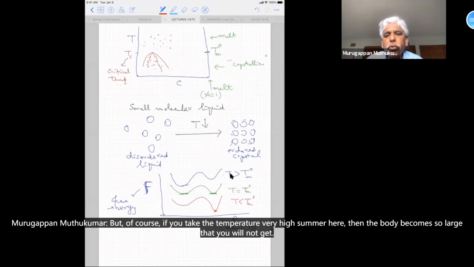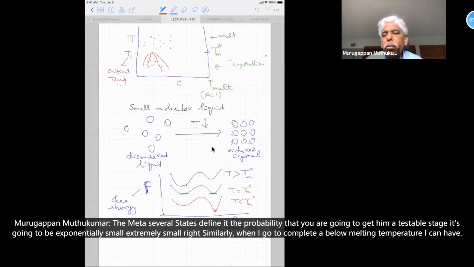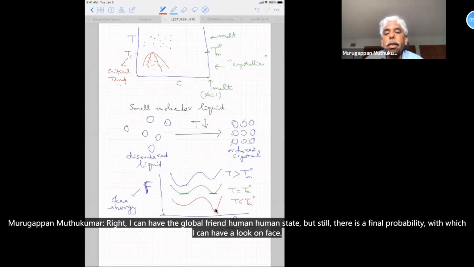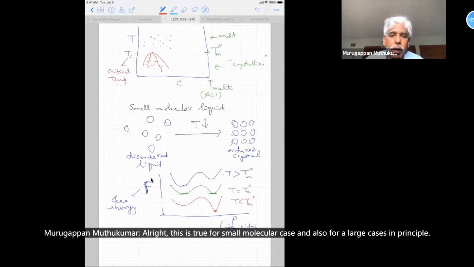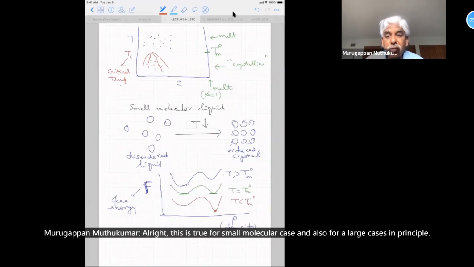But of course, if you take the temperature very high, somewhere here, then the barrier becomes so large that you will not get the metastable state. The probability that you are going to get the metastable state is going to be exponentially small, extremely small, right? Similarly, when I go to a temperature below the melting temperature, I can have the global free energy minimum state, but still there is a finite probability with which I can have the liquid phase. All right. This is true for small molecular case and also for large cases in principle.